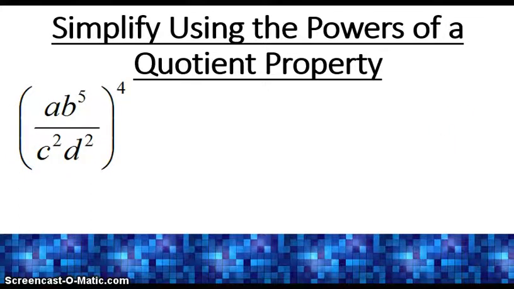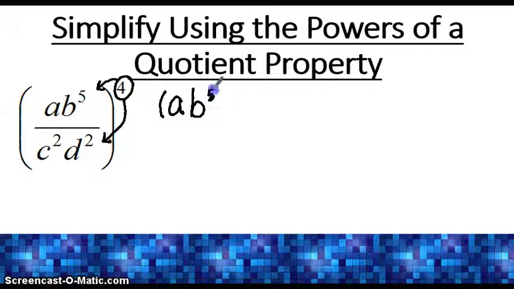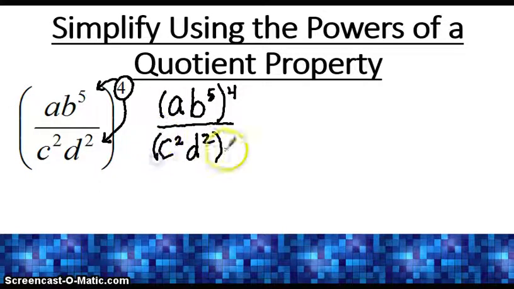Let's try 2 more examples. Again, we have the power of a quotient property, so we need to give the power to both the numerator and the denominator. In this case, the numerator and the denominator are made of more than one factor, so we need to use parentheses. So we have ab to the fifth, all of which is to the fourth power, over c squared d squared, all of which is to the fourth power.